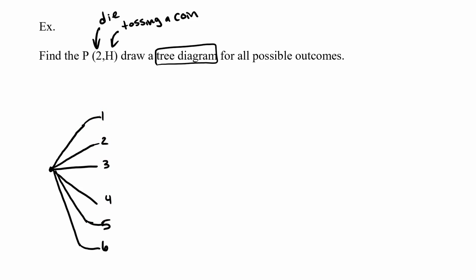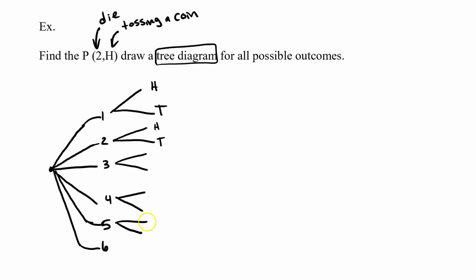And then from each of these outcomes, I can roll a 1, and then I can toss a heads or a tail. Just like I can roll a 2. When I roll a 2, I can flip a head or a tail. And the same thing for all of the remaining numbers. So head, tail, head, tail, head, tail, head, tail.